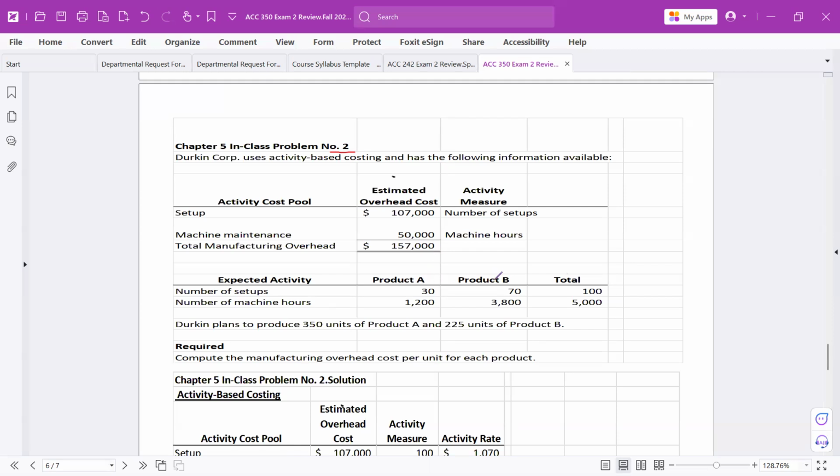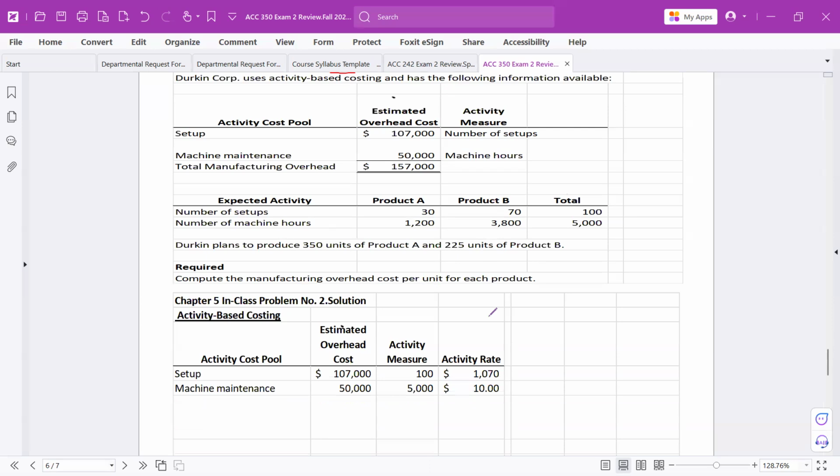And what we need to do is find the overhead costs per unit. So we have to find the rate. How do we get a rate? Take the activity cost for setup. The activity cost for setup is 107, and we want to divide by the activity measure, which is number of setups. And we want to make sure we use all the setups. So it's all the costs for that activity, the 107, divided by all the activity.